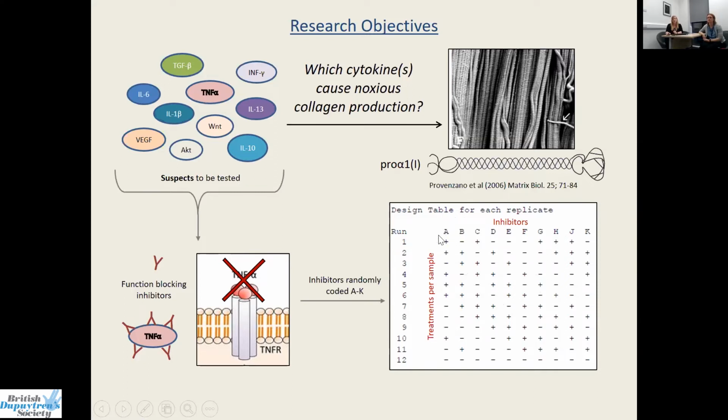Within this table, A through to K are the 10 different inhibitors, and there are 12 different runs. For each run, we are going to test different combinations of each of the inhibitors. This table has been randomized, and I am currently working my way through it. For each run, we collect a different sample from a different patient and bring it back into the lab and do those tests on it.